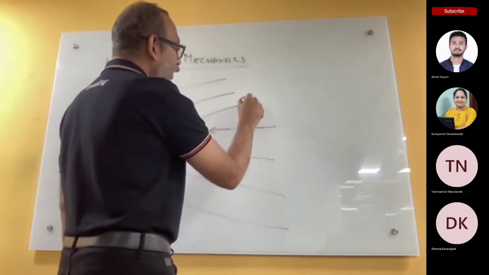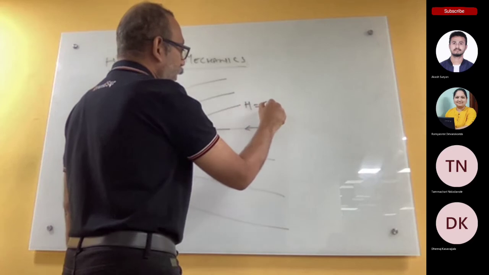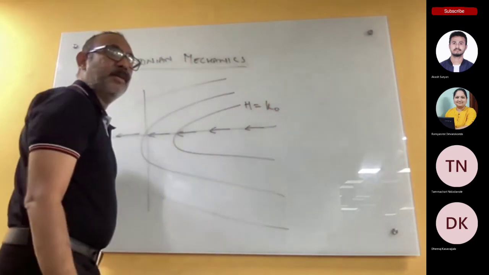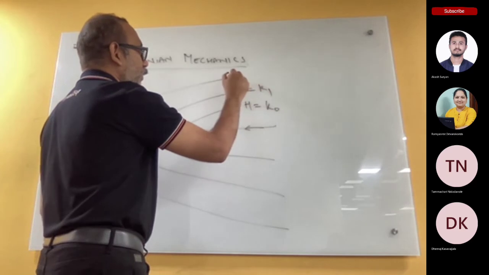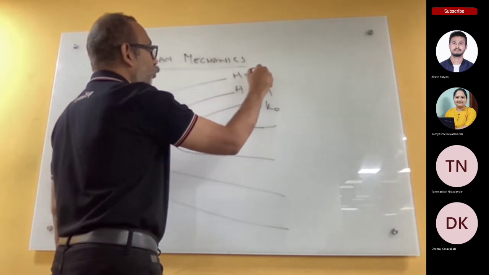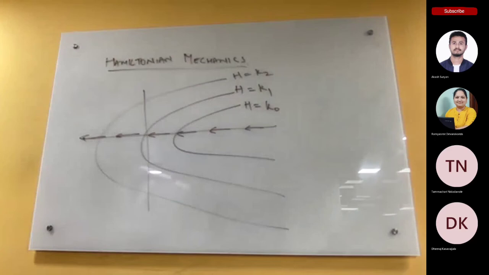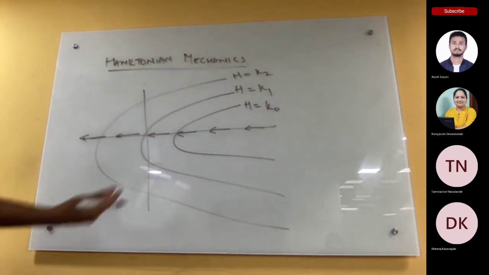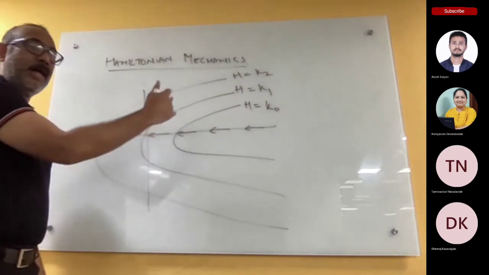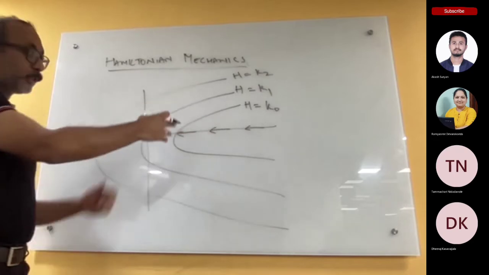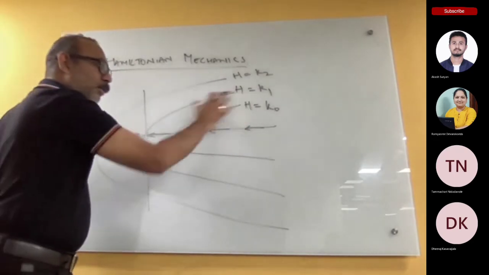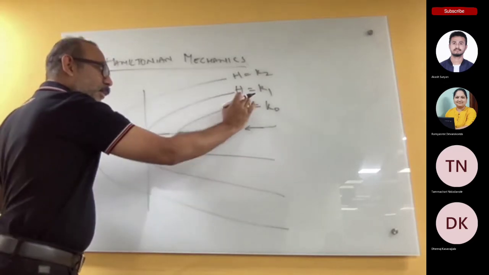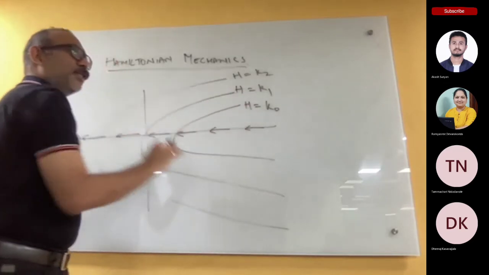So for example, this is h equals k0, let us say, some energy level k0. This is h equals k1. This is h equals k2. At different energy levels, let us say the forces are like this, and hence the particle moves along this. So this path is known as the Hamiltonian, this surface curve in a phase space.